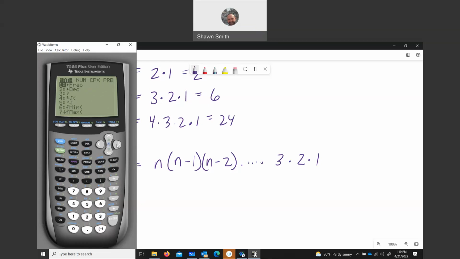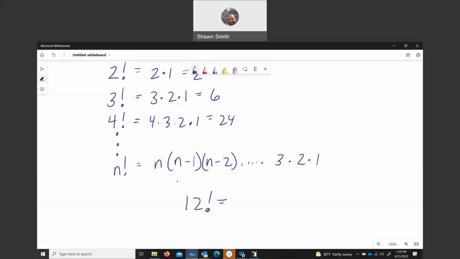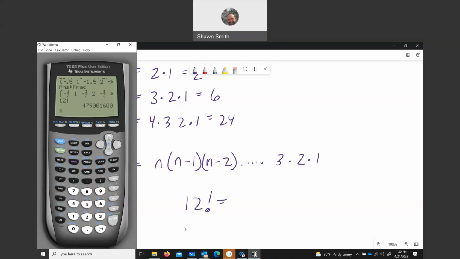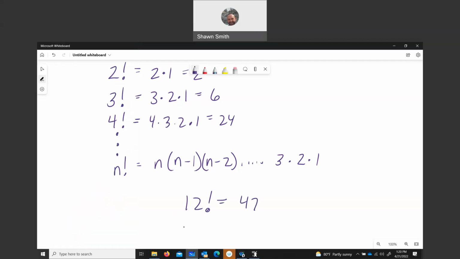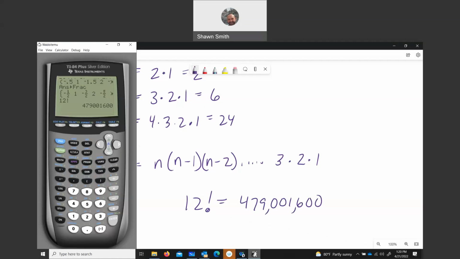And if I go over to PRB, which stands for probability, you use the factorial symbol a lot in statistics. We'll see maybe a little of that, but option 4 right there, enter. That is 12 times 11 times 10 times 9 all the way down. So 12 factorial is equal to 479,001,600.